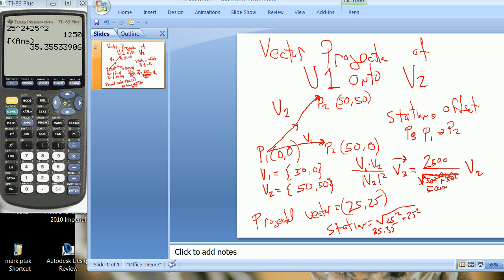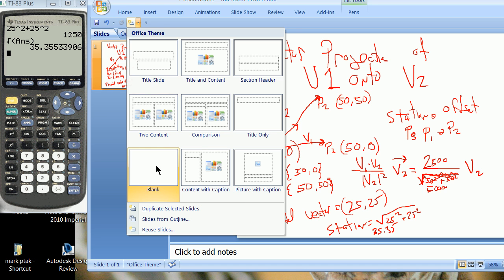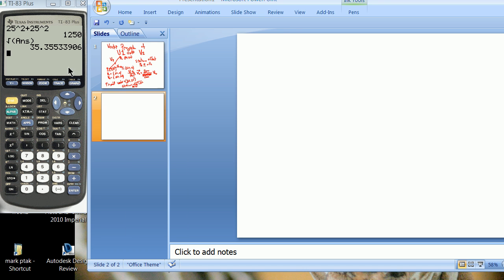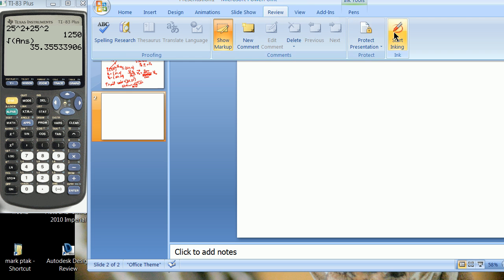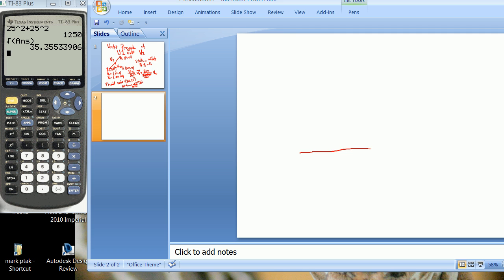So I'm going to go ahead and go to a new page. And so here are two vectors now. We have one vector that we know is this one here, and we have the other one that we know is this one here. So this vector is 25, 25, and this vector is 50, 0.